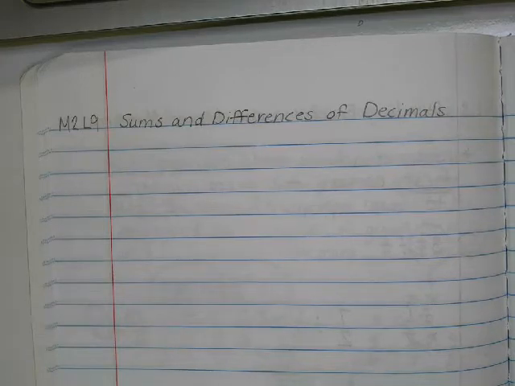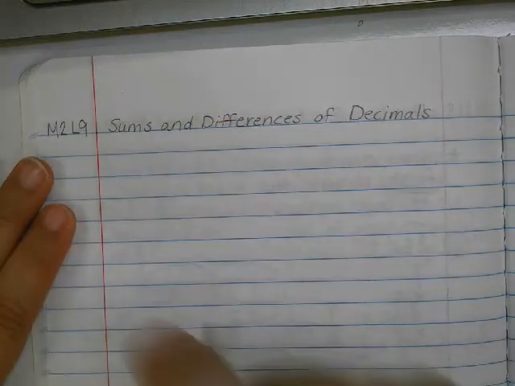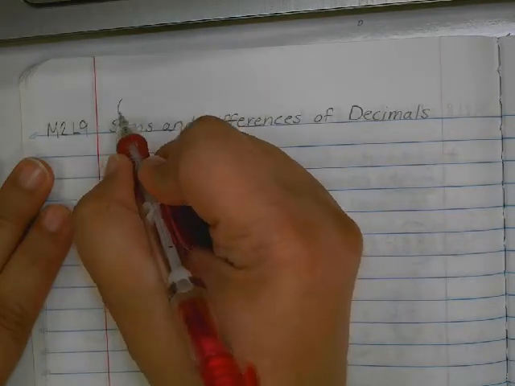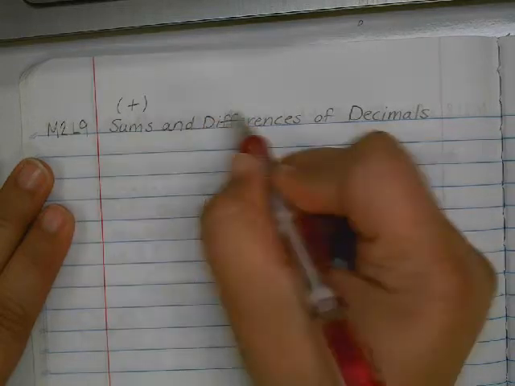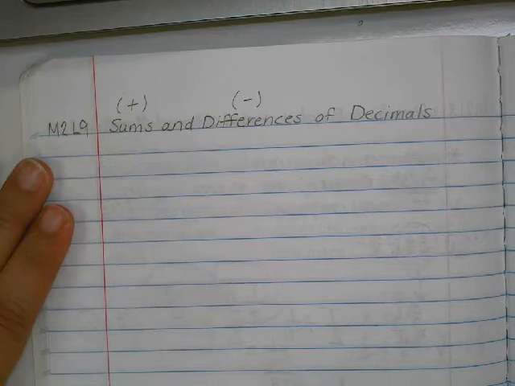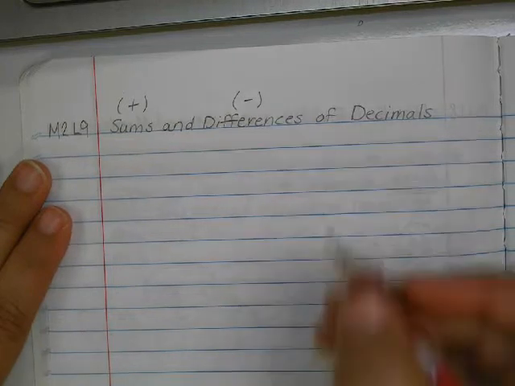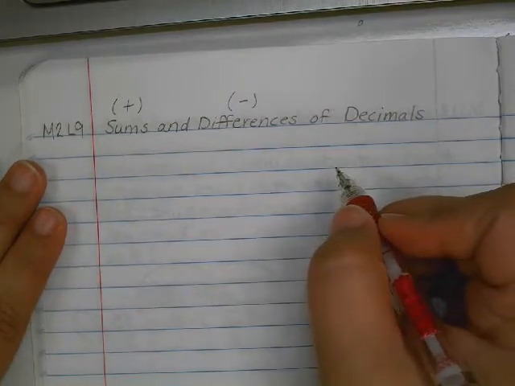Today's lesson is Module 2, Lesson 9, Sums and Differences of Decimals. And for those of you who don't remember, sums mean to add and differences mean to subtract. And before we even get started on today's lesson, we are first going to talk about place value with decimals.